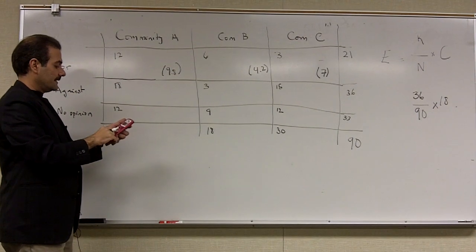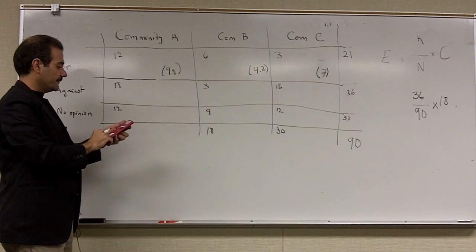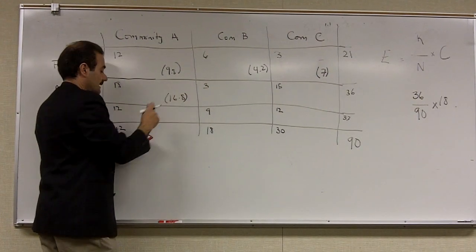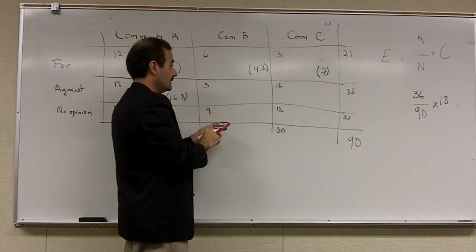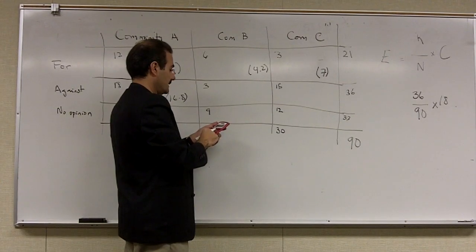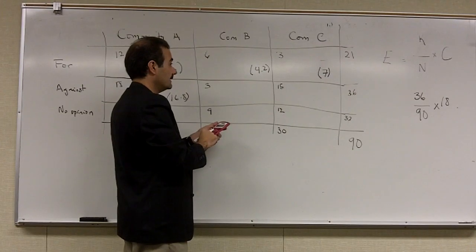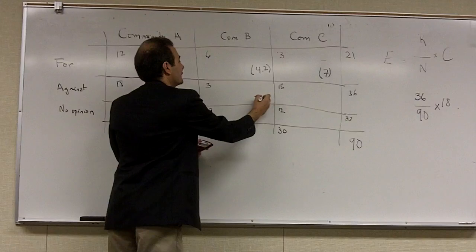36 divided by 90 multiplied by 42 is 16.8. And in this case also, 36 divided by 90 multiplied by 18 is 7.2.